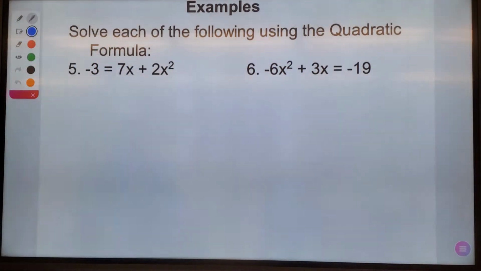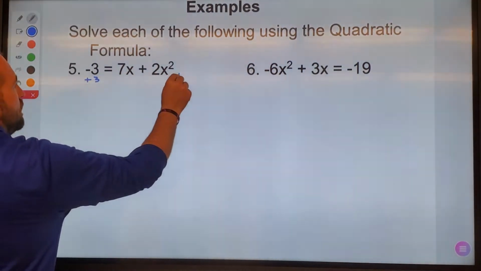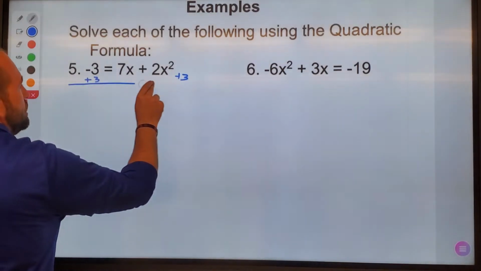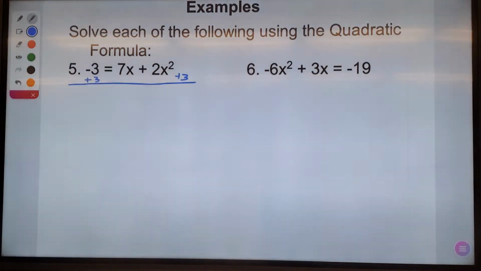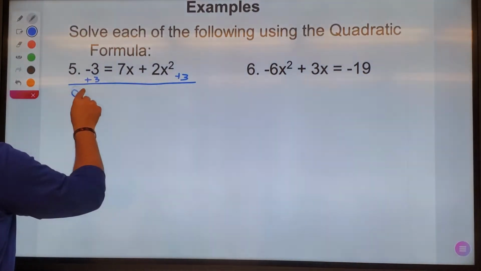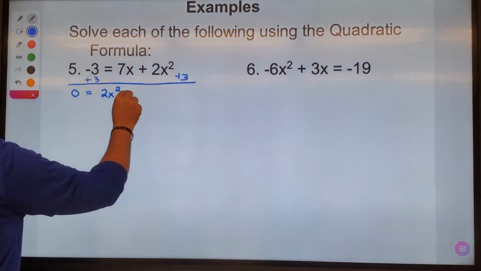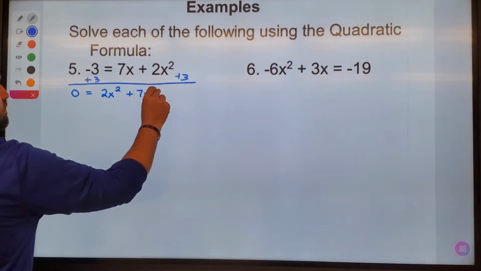Okay, and last two problems here. Again, we need to get this set equal to 0, and it doesn't matter which side it goes to, but we need to get it set equal to 0 and in standard form. So I'm going to add the 3 to both sides. And when I simplify here and write things down, I'm just going to go ahead and order it like I need to. In standard form, this becomes 0 equals 2x squared, positive 7x, and then plus 3 at the tail end.